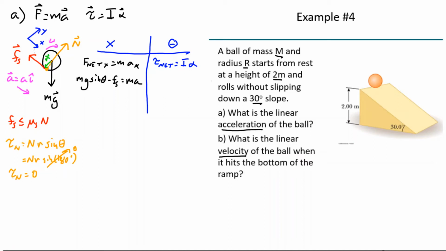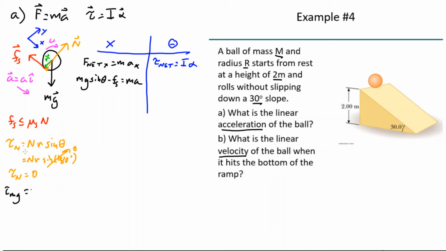We can see that easily by seeing that this normal force vector points straight through the center of rotation of the ball. So it can't apply any torque. It's not going to rotate the ball around the center of rotation because it points straight through the center of rotation. Let's look at the torque from mg.